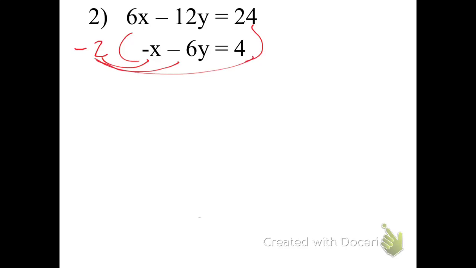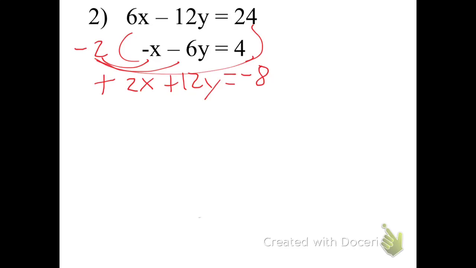And you have to distribute that to every term inside there. So -2 times -x gives you +2x. -2 times -6y is +12y. And -2 times 4 gives you -8. Okay? Now we're at this point.